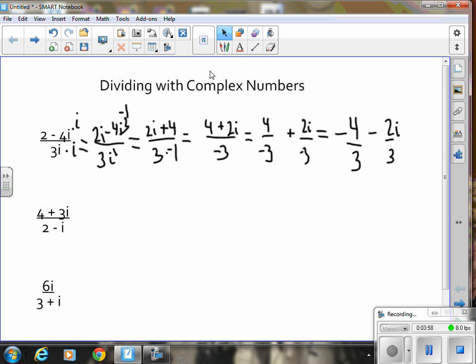So I've got to remember what we learned about when we were doing our multiplication, that I can multiply by a conjugate and it will always result in a real number. So the conjugate of 2 minus i is 2 plus i. And if I do that on the denominator, I must do the same product on the numerator.